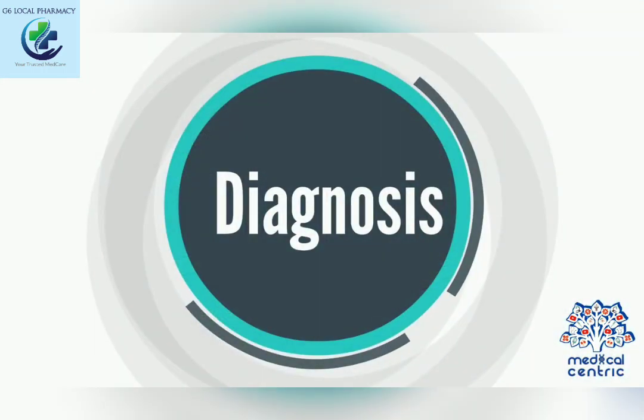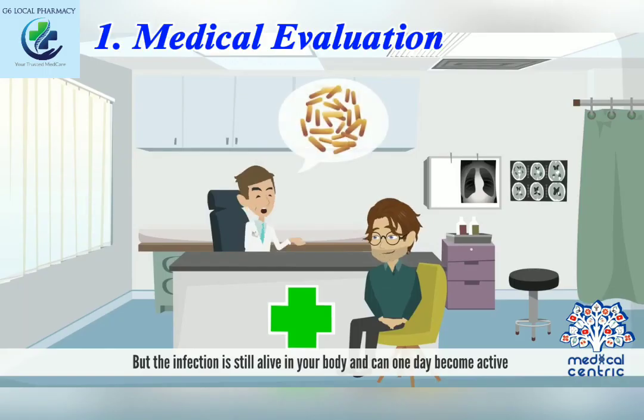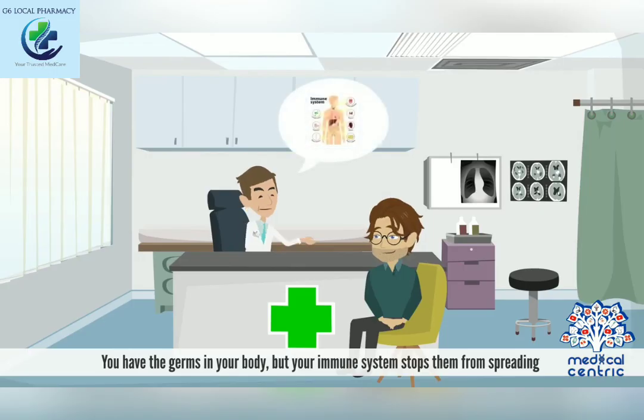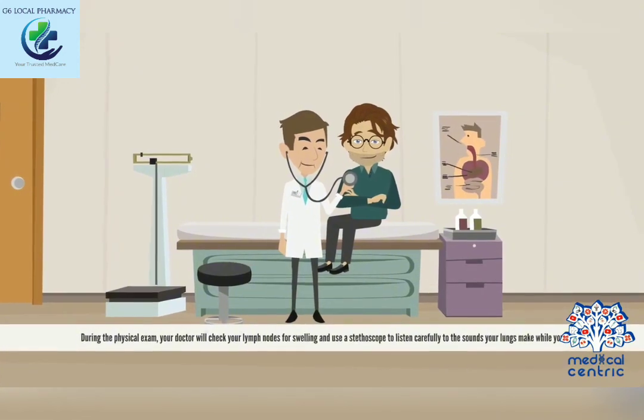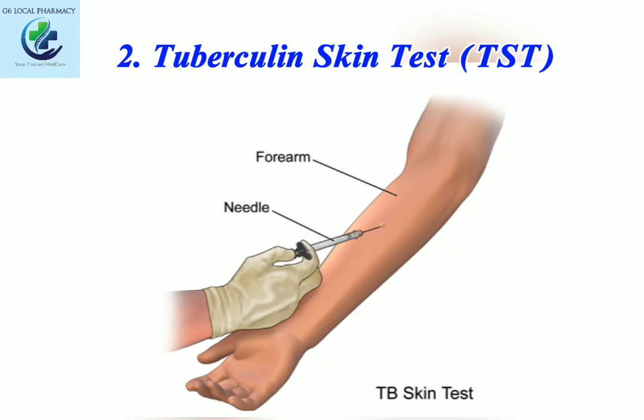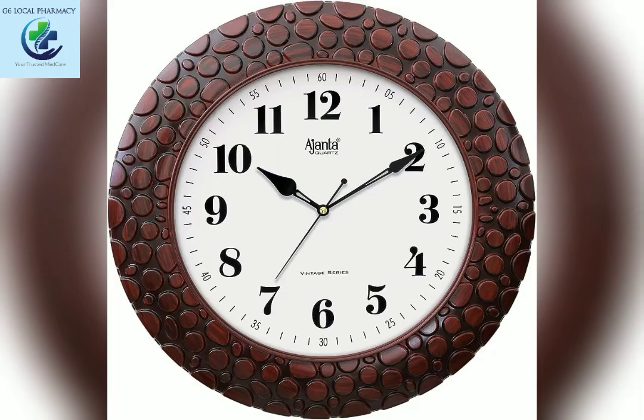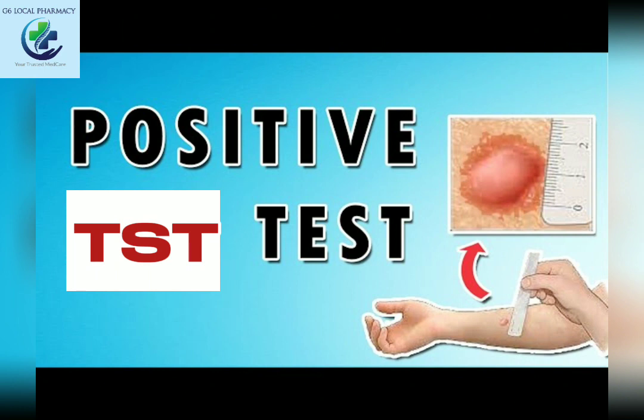There are several ways in which TB is diagnosed. 1. Medical evaluation. If TB is suspected due to symptoms or exposure, a healthcare provider will perform a thorough medical evaluation, including a physical exam and medical history. 2. Tuberculin skin test, or TST. This involves injecting a small amount of tuberculin under the skin and checking for a reaction. After 48 to 72 hours, a positive TST indicates exposure to TB, but does not confirm active disease.